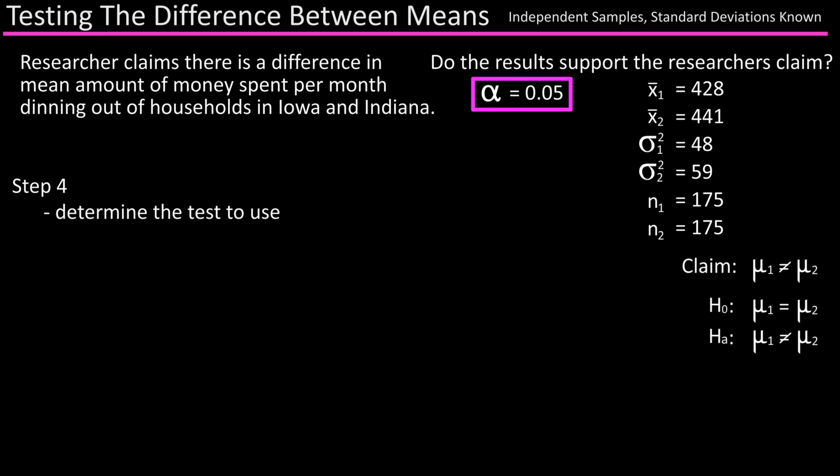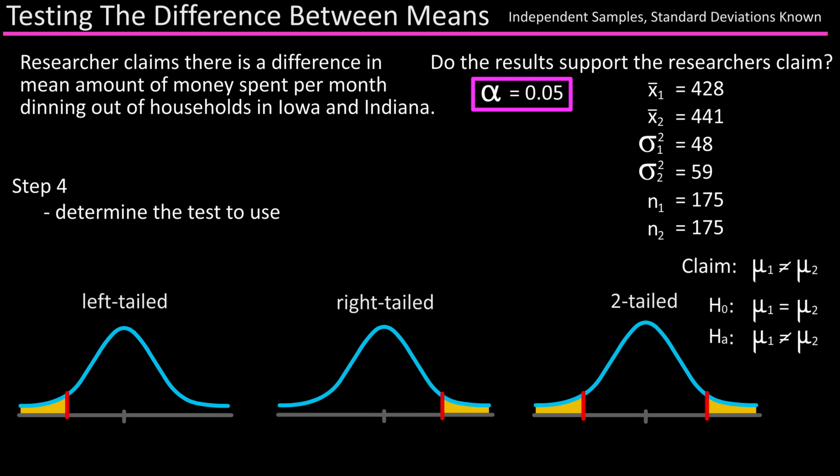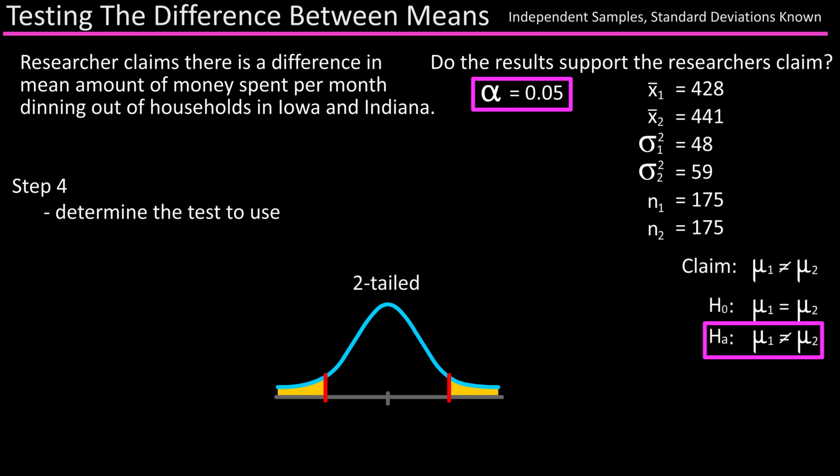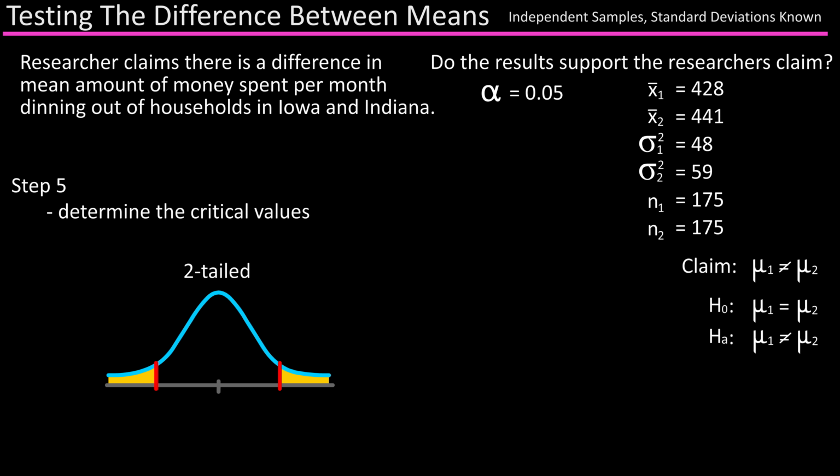Step 4 is to determine the test to use, left-tailed, right-tailed, or two-tailed. And because the alternative hypothesis contains the does not equal inequality, this will be a two-tailed test. Step 5 is to determine the critical value or values. And since this is a two-tailed test, there will be 2 critical values. Graphically, this looks like this, with our critical values, negative z0 and positive z0 here, and both of these shaded areas in the tails being rejection regions.